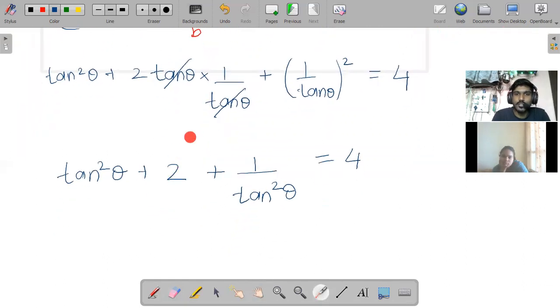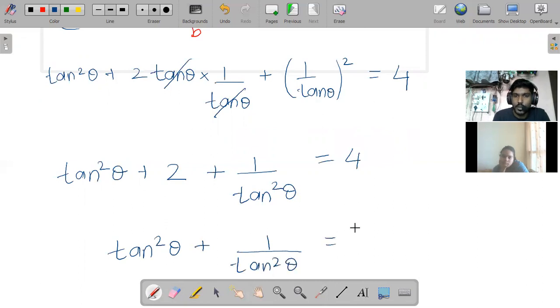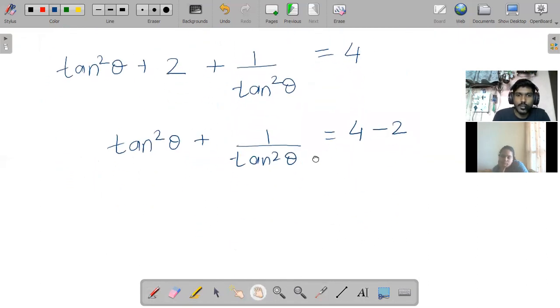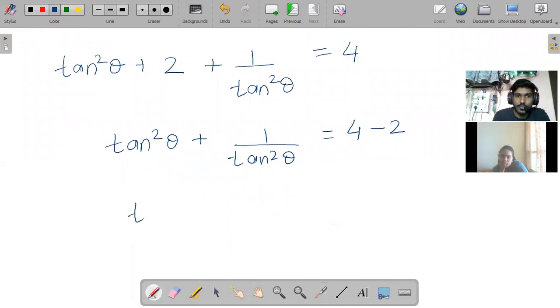We can take this plus 2 on the other side. So what will happen when you take plus 2 on the other side? Minus 2. So this tan square theta, write it as it is, plus 1 upon tan square theta is equal to 4 plus 2 went on the other side, minus 2. So what will happen on the right hand side? 4 minus 2, 2. So haven't we finished the proof? Yes. Is equal to 2.